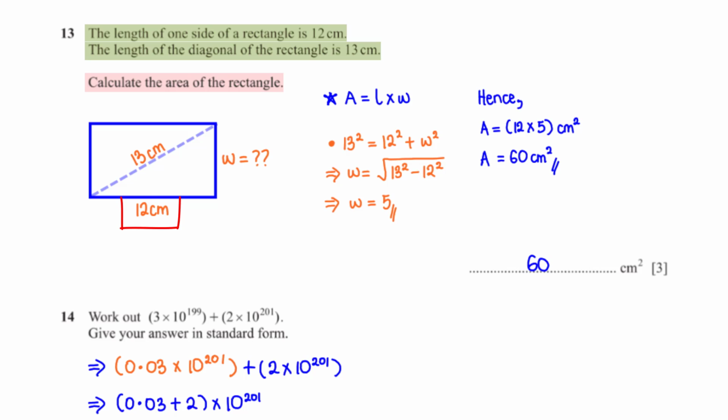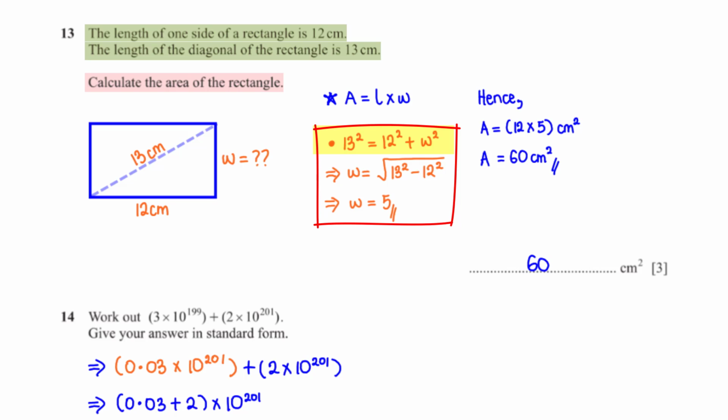We've been given the length as 12 centimeters, but we've not been given the width. What we've been given is the length of the diagonal of the rectangle, which is 13 centimeters. Each of the interior angles in a rectangle is 90 degrees, so we can find the width by applying the Pythagoras theorem. This gives us 13 squared equals 12 squared plus w squared.